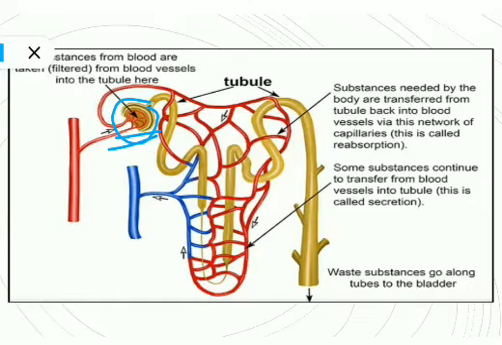The waste substances from the blood are taken from the blood vessels into the tubule. The filtered blood will enter into this tubule. Next, substances needed by the body are transferred from the tubule back into the blood vessel via this network of capillaries. This is called reabsorption.